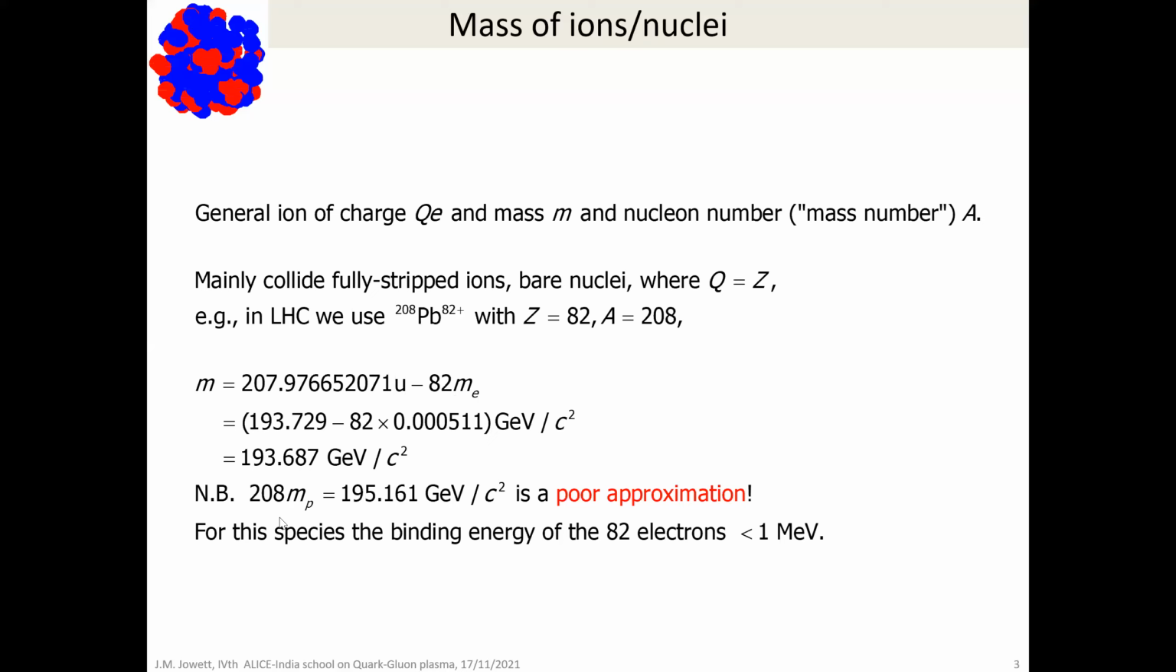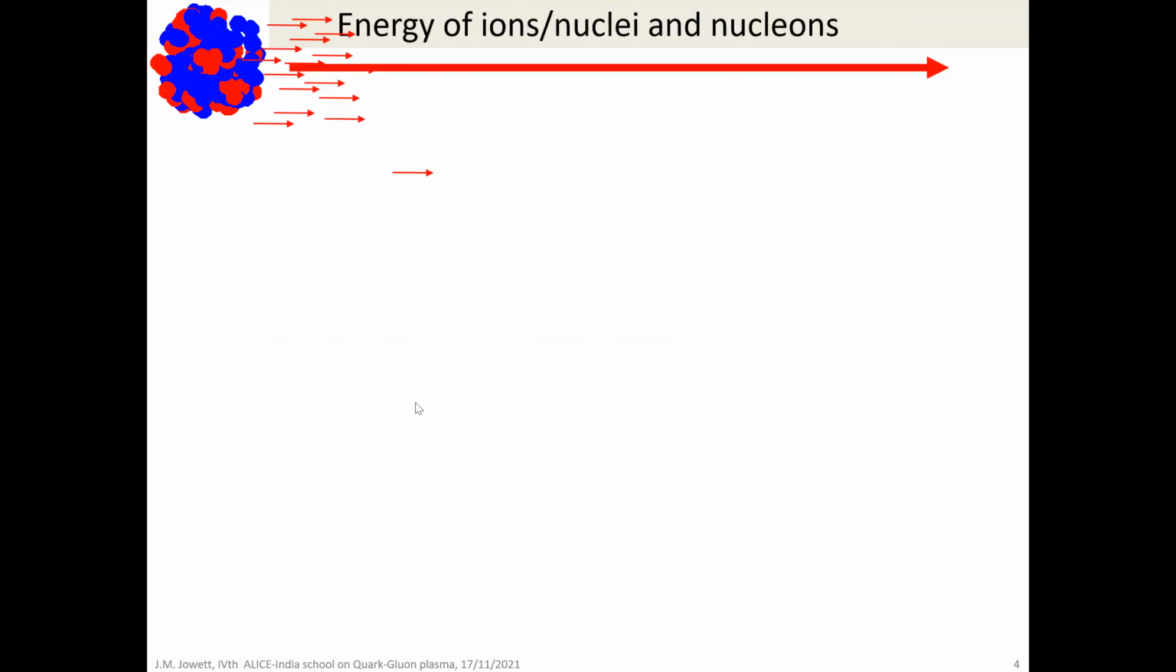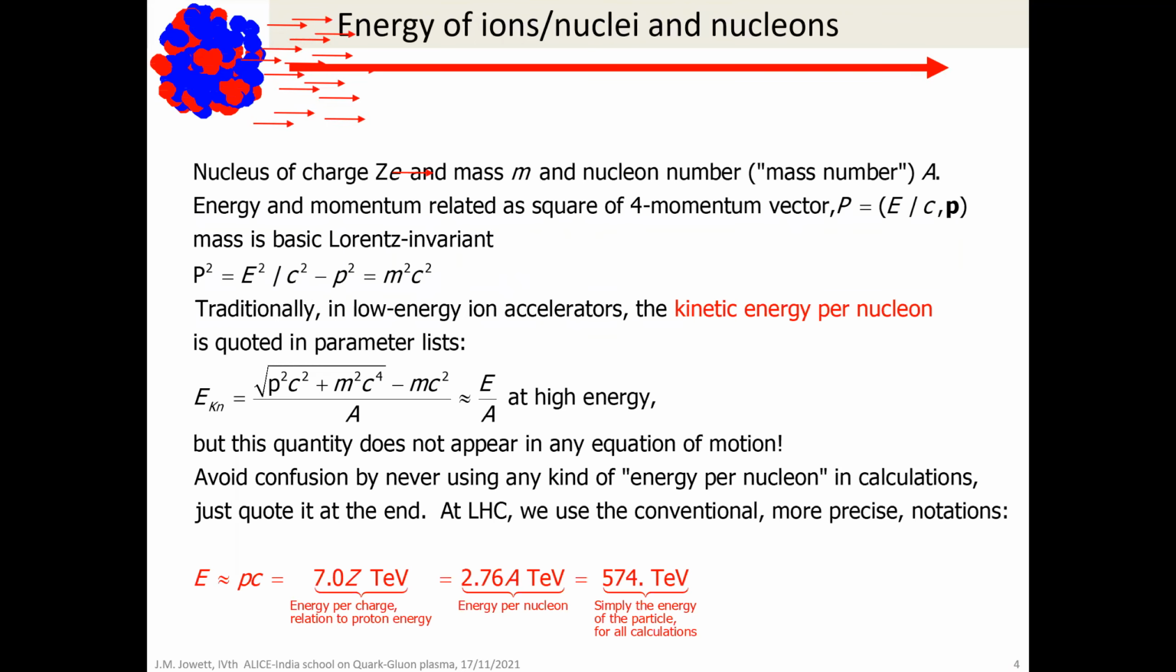People very often use 208 times the proton mass as an approximation. It's not a very good one and can get you into trouble in accelerator physics, where some calculations at least have to be done quite precisely. The binding energy of the 82 electrons is less than 1 MeV, so this approximation is actually good enough. So when we talk about the energy of the ions or nuclei and nucleons, we have to be a little bit careful. This is a common source of confusion.